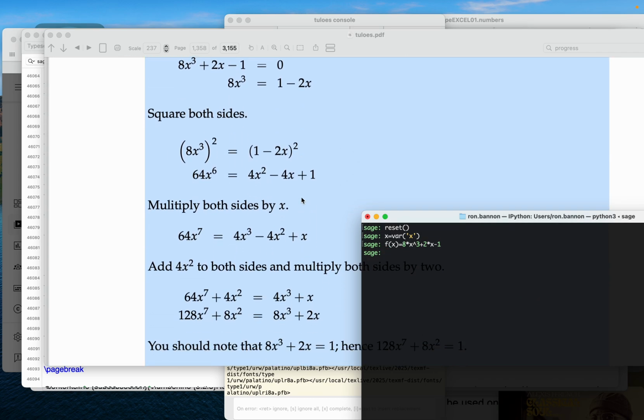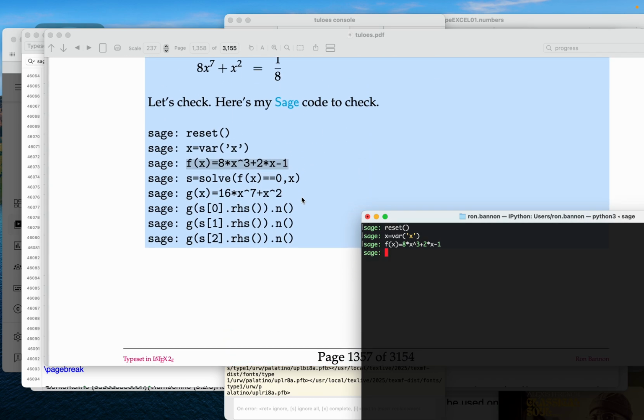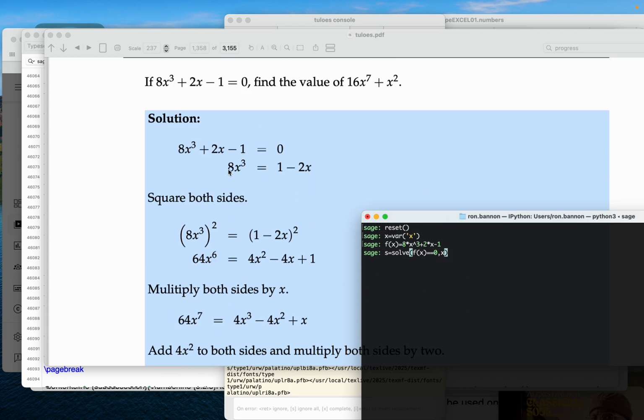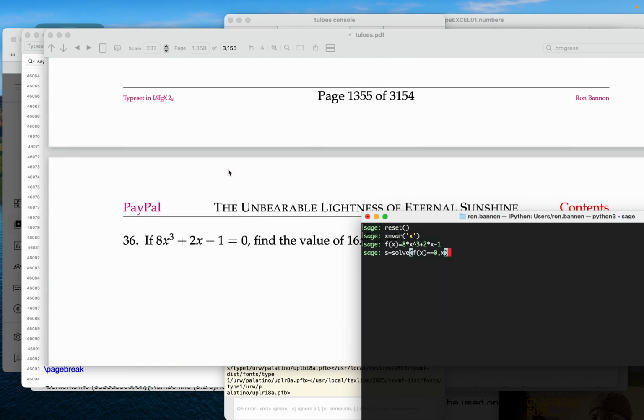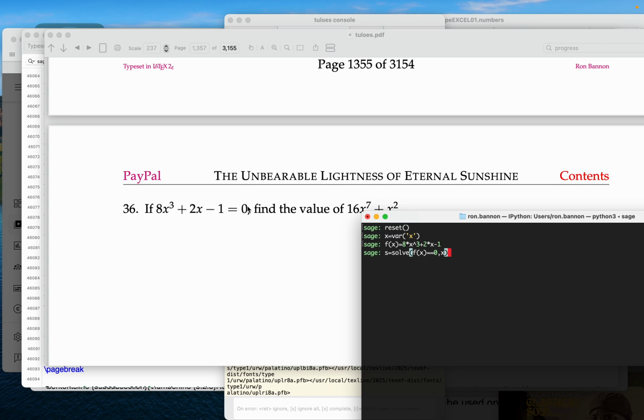We want to solve it, and the way we're going to do that is we're going to assign it s. There's going to be three solutions to it, and we're going to solve. And what are we solving? F of x is equal to 0. And we're solving for x. Okay, let me explain that to you. F of x is the left-hand side. We're solving for 0. We're basically finding the roots of it.